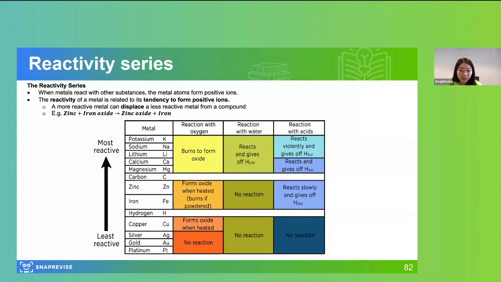Reactions with acids: anything below hydrogen is not going to react. So even copper is not going to react in this case. Zinc and iron are going to react slowly and give off hydrogen gas. And as it goes higher up on the reactivity series, it's going to react more and more vigorously. All of it is going to release hydrogen gas, but it's going to react more vigorously the higher you get on the reactivity series. So that is the reactivity series on its own.